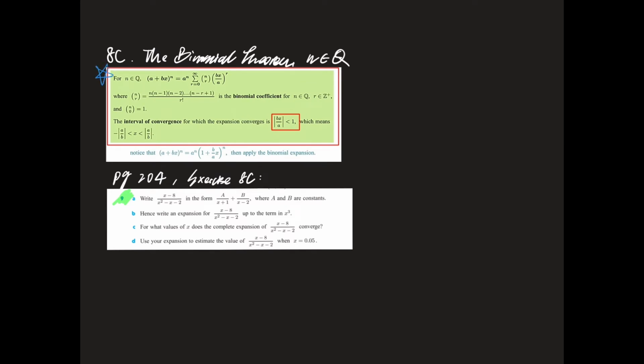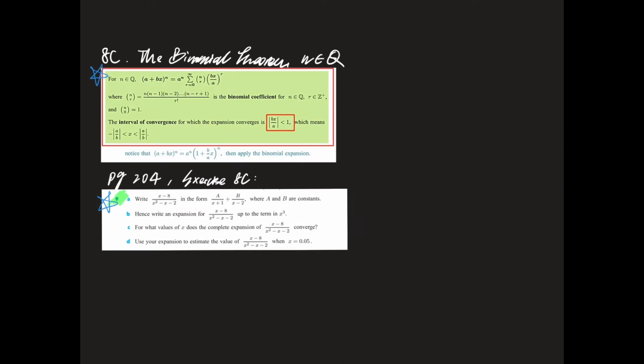Now you can see I put up these notes that we've done before in 8C. And here's question 9. So let's focus on 9A first. They want you to write this fraction in the form of that plus that, where a and b are constants. So this should be very familiar to you, right? You have learned it in chapter 6, the previous one, 6E, called partial fractions. If you forgot how to do that, you can go back and review this, okay? Otherwise, let's have a look.